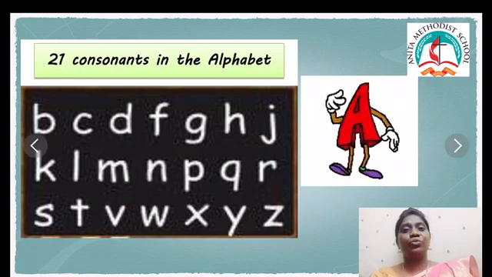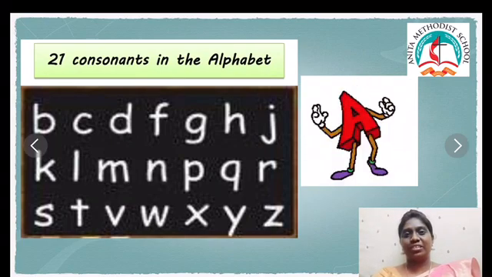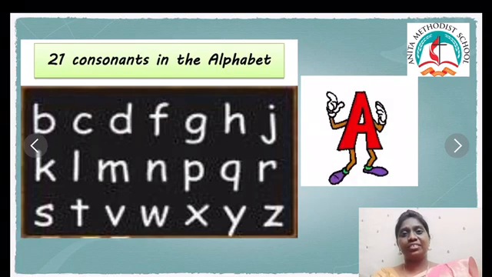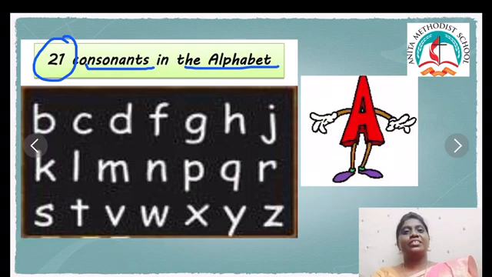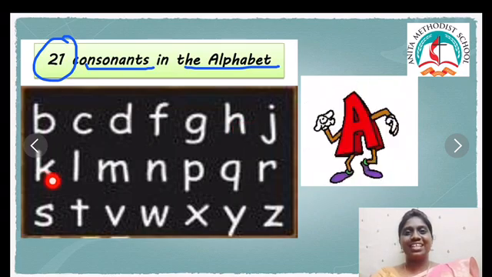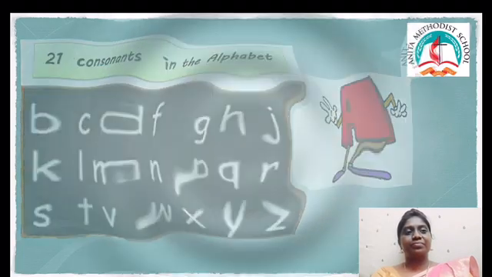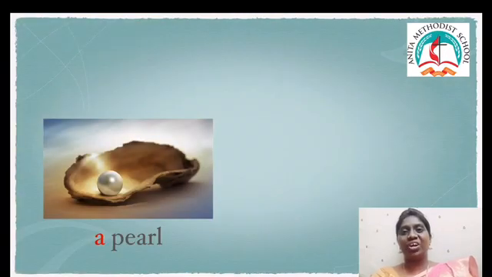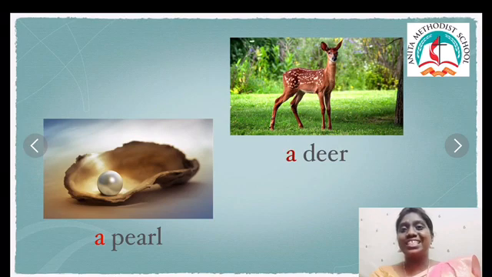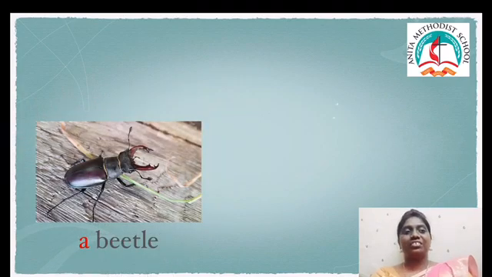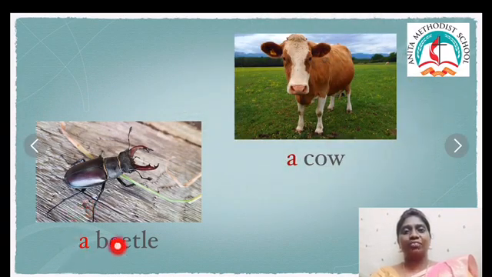Children, you all know we have 26 letters in the English alphabet, right? Out of 26, there are 21 letters that we call consonants. These are the letters. So when a noun begins with these letters, we use a in front of it. For example, a pearl. See, P is a consonant, so a pearl. Then a deer. A deer. So a is an article. A beetle. B is a consonant, so we use a as an article in front of it. Then a cow. C is a consonant letter, so we use a cow.